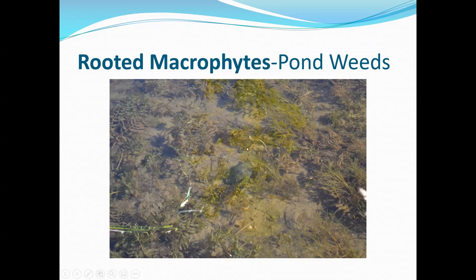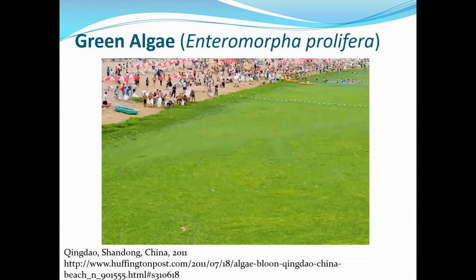So rooted macrophytes, pond weeds, they're going to look like plants in the water. Curly pond weed, not a great thing, but curly leaf pond weed. But they look like they have integrity. They look like they have a stem. They look like they have leaves. Clearly not going to be something like a blue-green.